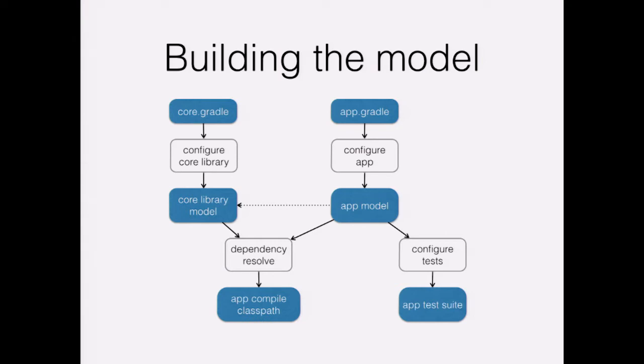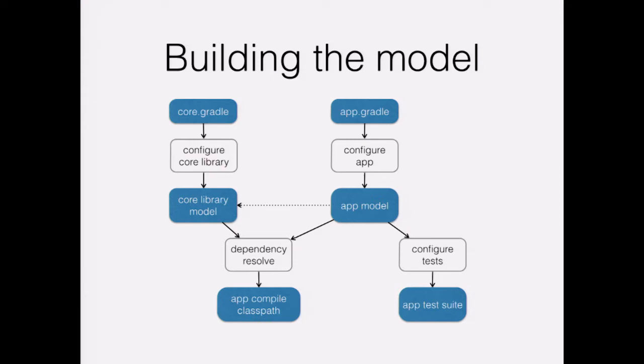So that model is produced by this piece of logic here, and its input is the application.gradle. So in order to figure out the application model, I need to run this piece of logic, which will run the app.gradle to produce the model. Same with the core library here. It's the output of this piece of build logic that runs the core.gradle to configure that model. So a few more examples here.